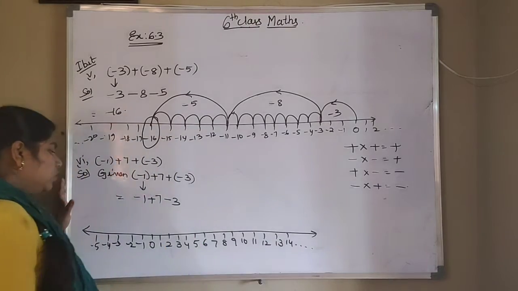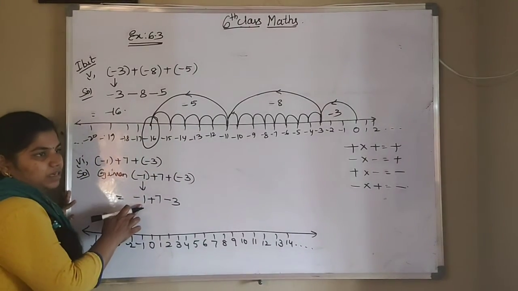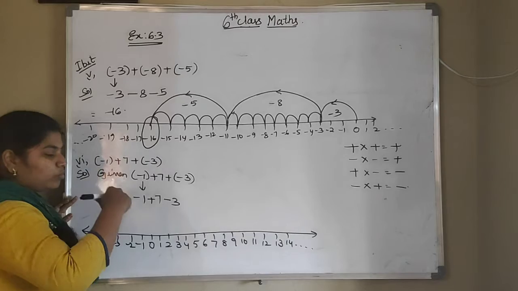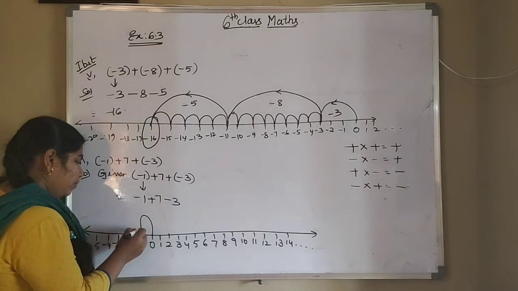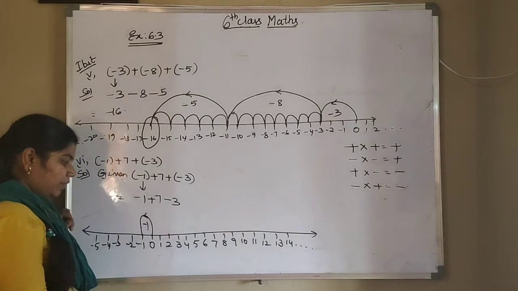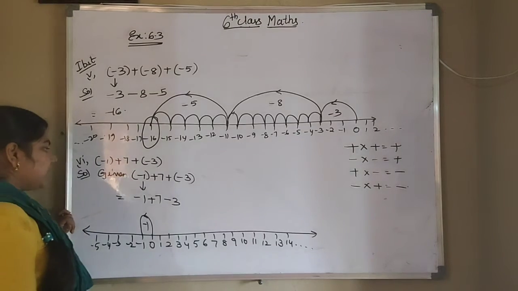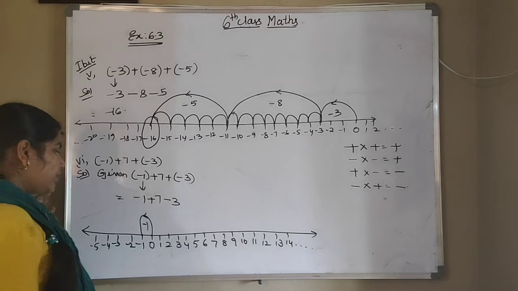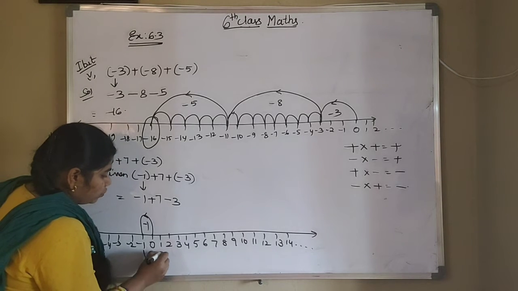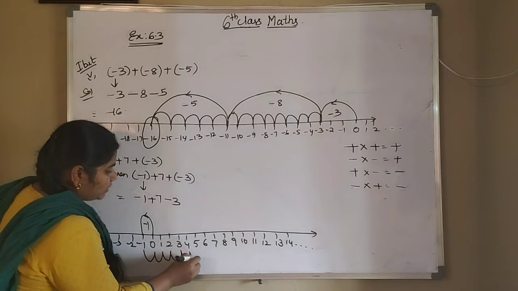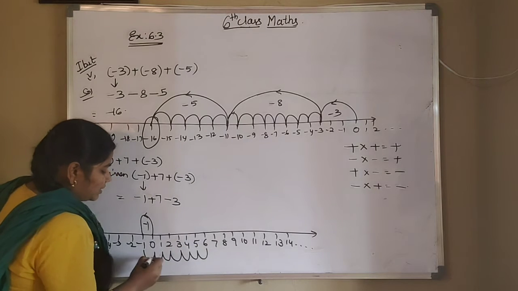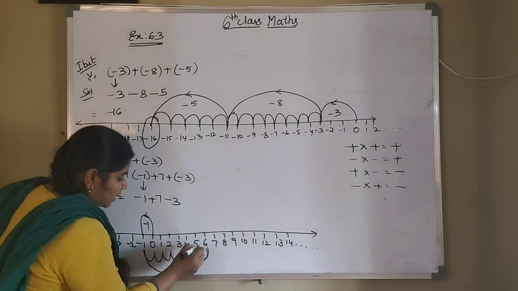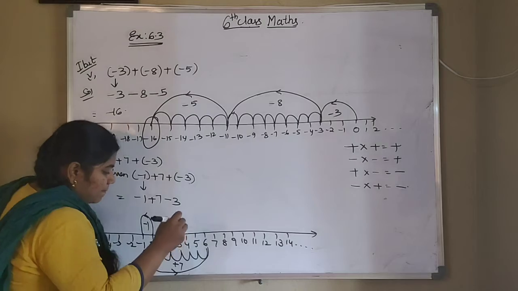Okay, so what is the first number? -1. Minus is nothing but we have to move to the left side. So 0 to -1, this is the left side. Okay, next is a plus 7. So we have to move to the right side. How many times? 7 times. 1, 2, 3, 4, 5, 6, 7. So you got it as 6. This we are moving to the right side because it is a plus 7.